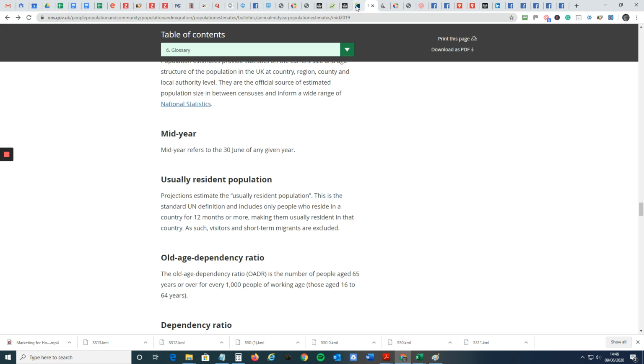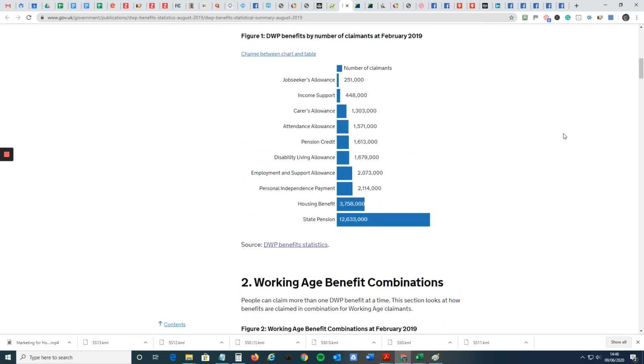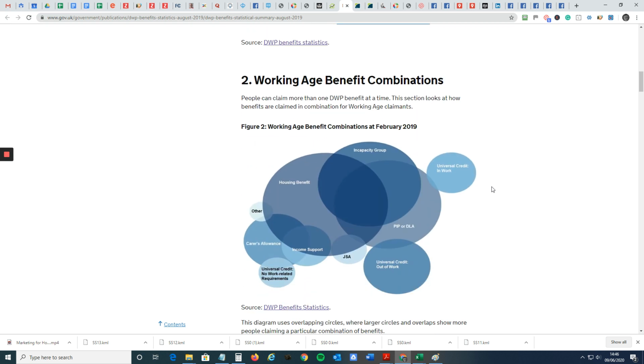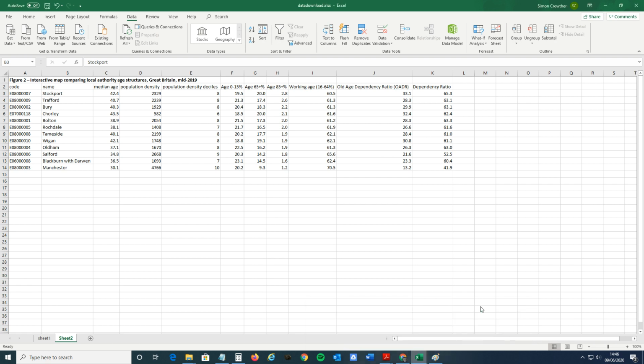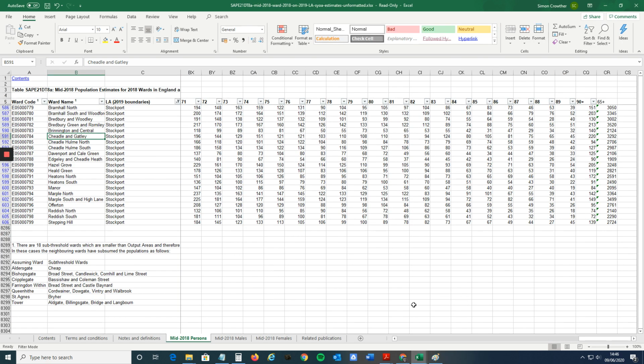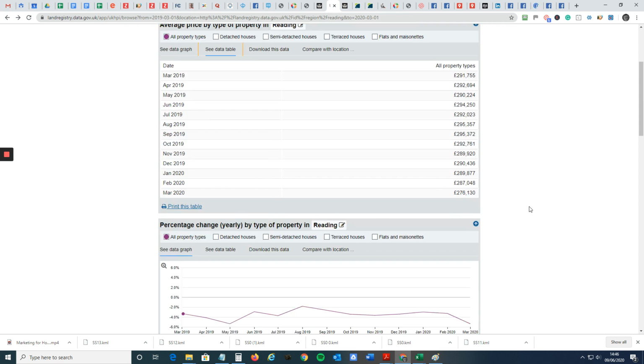And it's not just the Office for National Statistics, as I said. You can look at DWP, at how many people are on Jobseeker's Allowance, how many are getting Carer's Allowance, Attendance Allowance, Disability Living Allowance, Personal Independence Payments. So you can pull down data from these sites and then cross-reference it with this data that you're getting. You can even look at house prices. I think I showed you that earlier. Look at house prices by area.